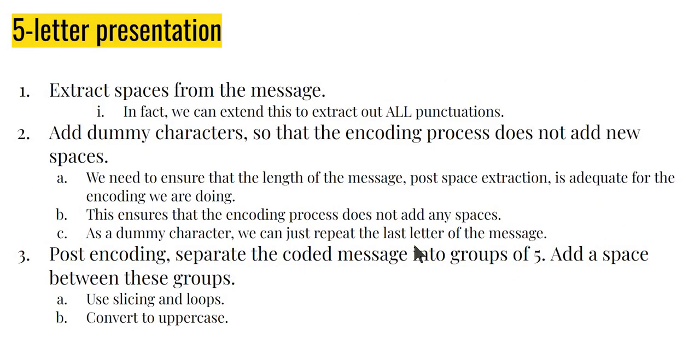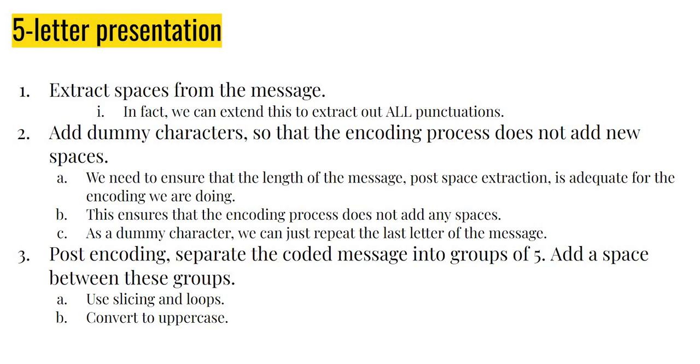First things first, we are going to extract out all the spaces from the original message. Now, why do we do this? Well, because remember, we are doing transposition. If we leave the spaces in there, then these spaces are going to end up in the coded messages as well. So we just remove them. In fact, you can extend this to extract all punctuation. So, no comma, no full stop. And you will see that even though we do this, when these messages are meant for humans, we can still understand what the intent was, right?